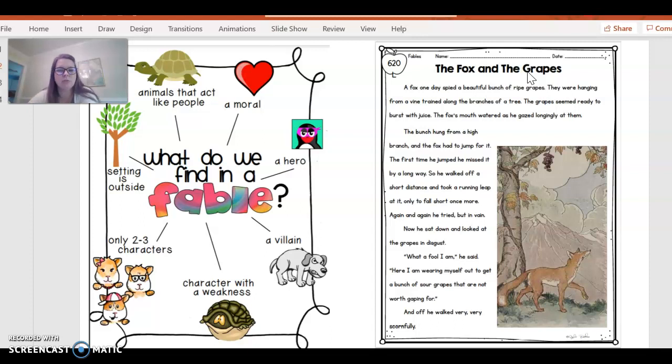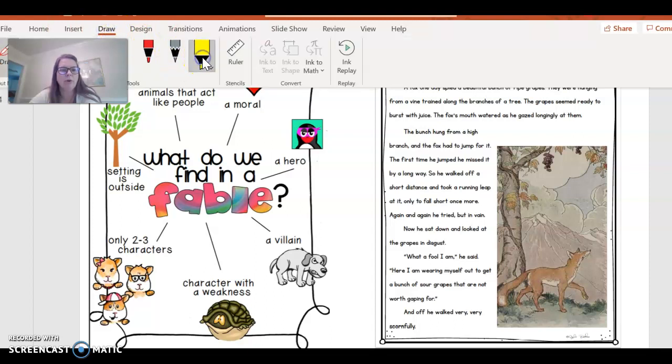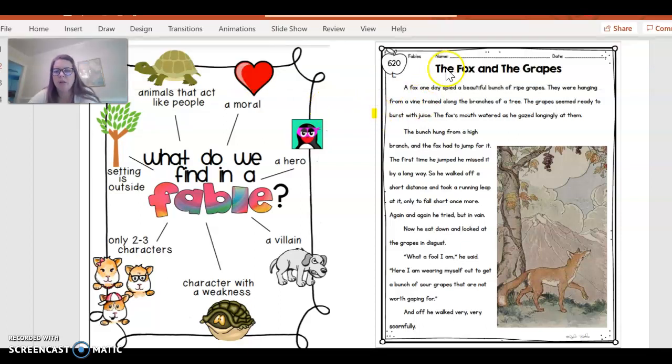So as we're reading the story, we're looking for setting, character, and then what happens in the beginning, the middle, and the end. So the first thing we're going to do is always read the title. I'm going to grab my highlighter real quick just so I can point out a few things as we are reading. So it's important that we know the title. So The Fox and the Grapes. So clearly one of our characters is going to be a fox.